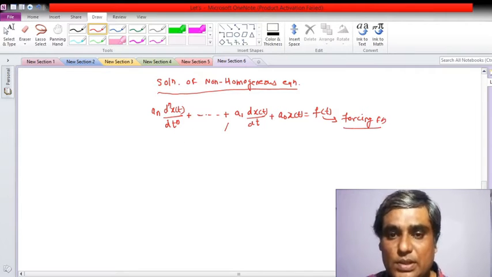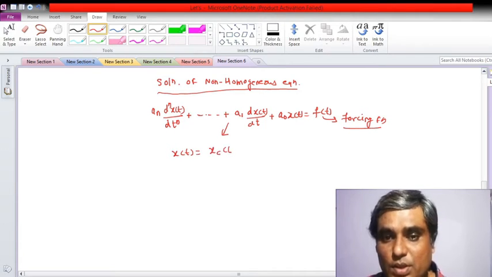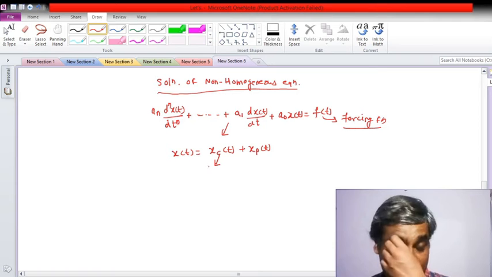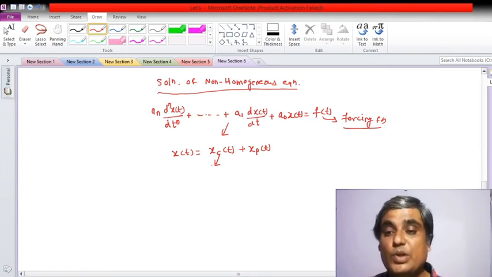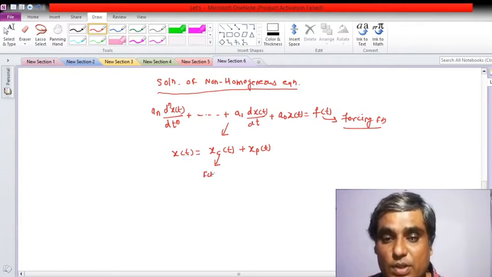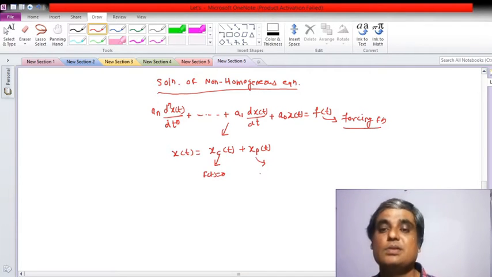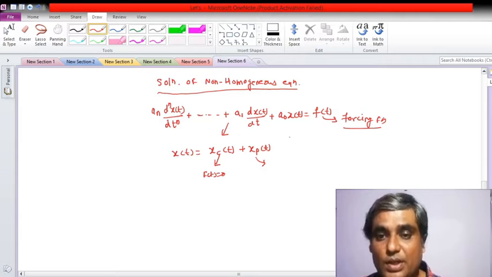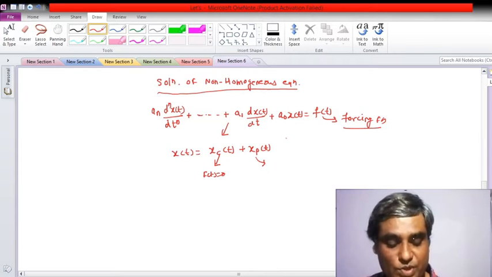So if this is the case, the total solution x of t will consist of two parts. One will be your complementary solution and next will be your particular solution. So complementary solution is the solution which we will obtain by putting the forcing function equal to 0, and the particular integral we have to find out separately, which will be in the form of the forcing function, and that will be expressed in exponential form generally.